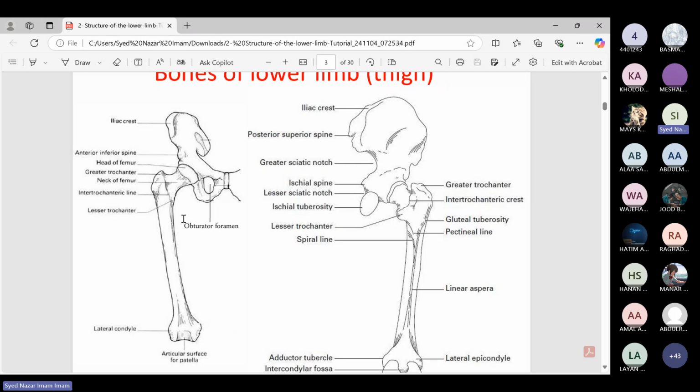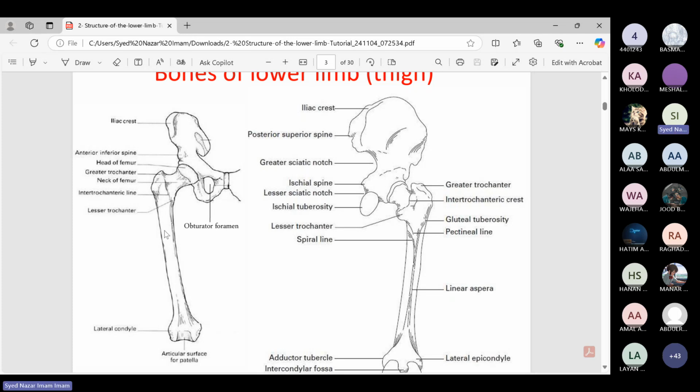You might be asked about the structures which are attached to these important bony landmarks. So you may be asked what muscles are attached to the lesser trochanter. Similarly, what are the muscles which are attached to the greater trochanter? If you look at the greater trochanter, you will see it has the lateral surface, the medial surface, and the superior border. And here you will see the lesser trochanter.